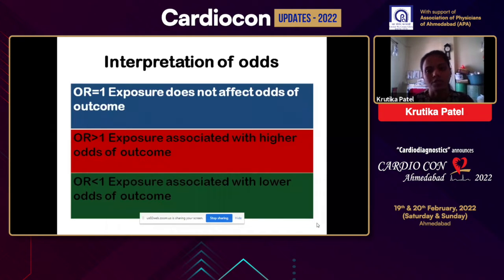Then interpretation of odds. If the odds ratio is equal to 1, this indicates exposure does not affect odds of outcome. If odds ratio is greater than 1, this indicates exposure is associated with higher odds of outcome. If odds ratio is less than 1, it indicates exposure is associated with lower odds of outcome.